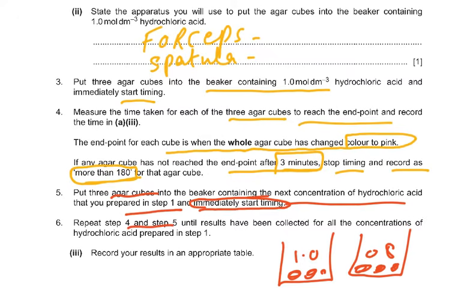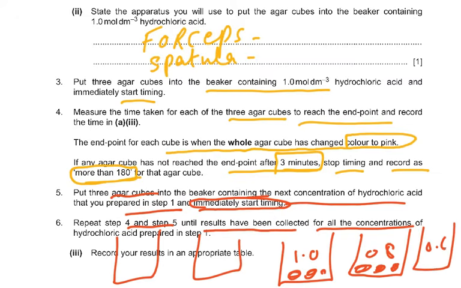Then repeat step 4 and 5 until results have been collected for all the concentrations. So that means all the 5: 1.0, 0.8, 0.6, 0.4, and 0.2. And you've got readings for all of these.